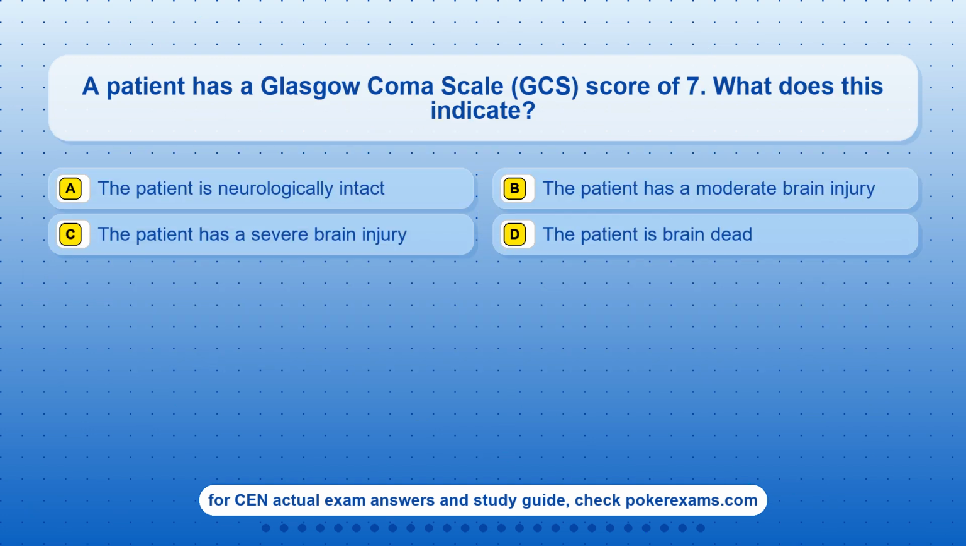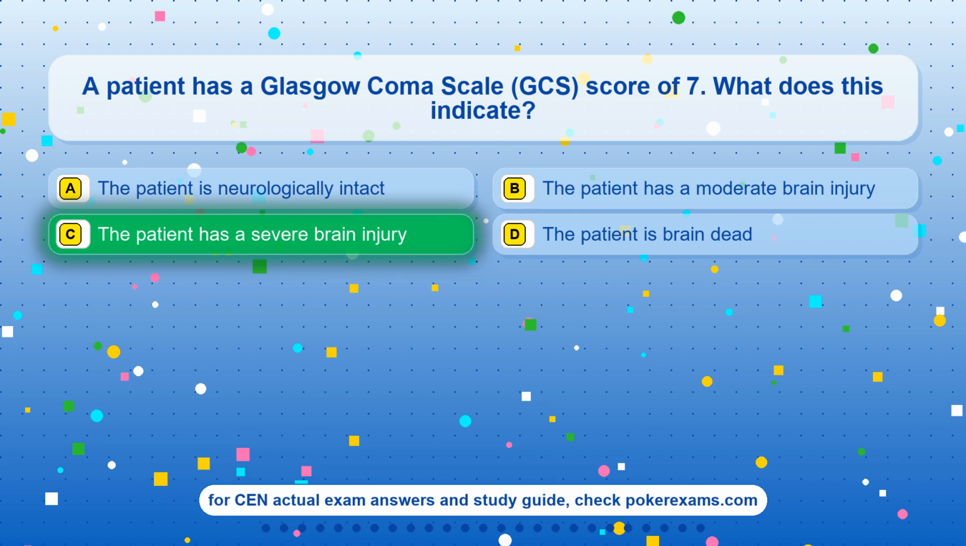Question 21. A patient has a Glasgow Coma Scale, GCS, score of 7. What does this indicate? Option A. The patient is neurologically intact. Option B. The patient has a moderate brain injury. Option C. The patient has a severe brain injury. Option D. The patient is brain dead.